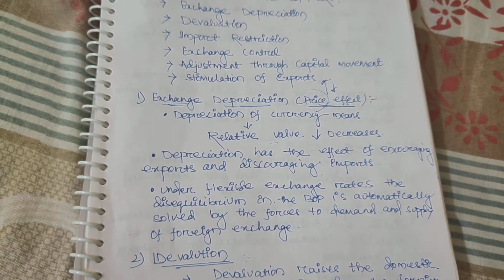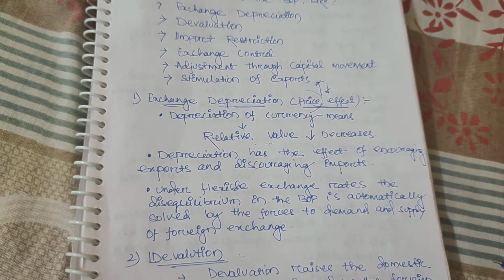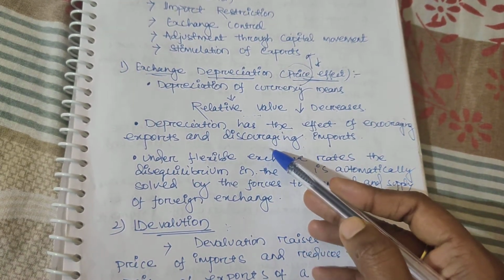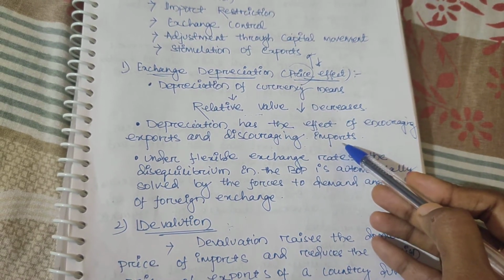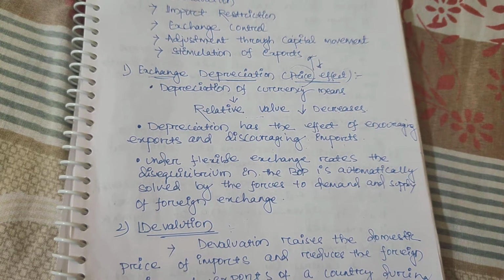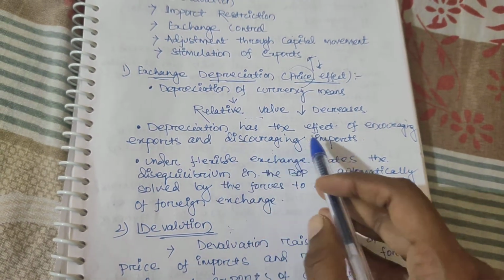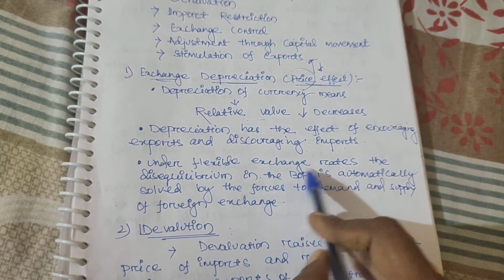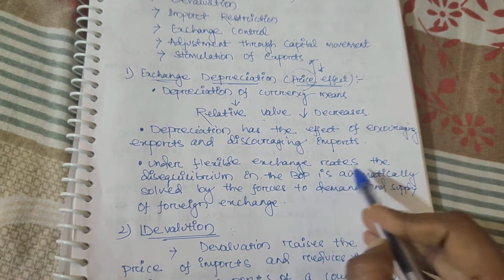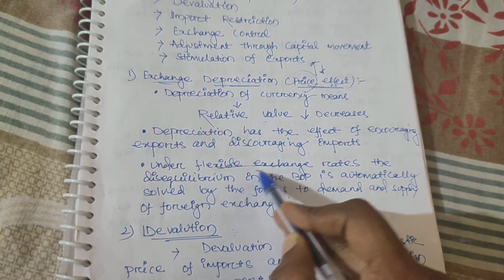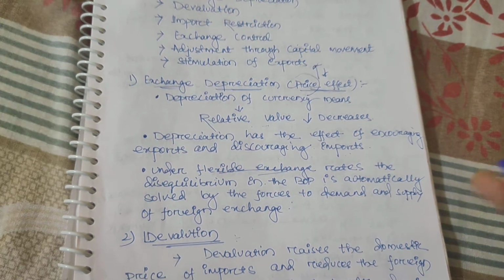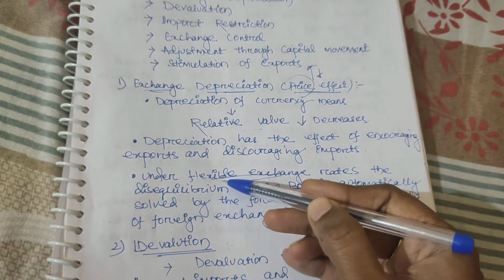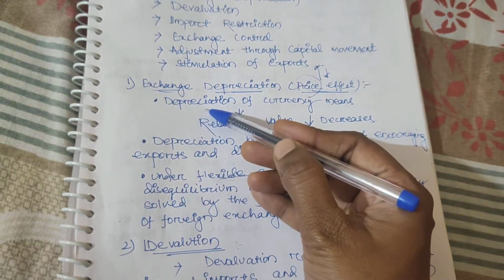Then the question is how we correct the disequilibrium of balance of payment through depreciation. Depreciation has the effect of encouraging exports and discouraging imports. Depreciation actually has a very good effect on exports and discourages imports. And under a flexible exchange rate, the disequilibrium in balance of payment is automatically solved. If it is a flexible exchange rate, there is no need to use any method. The balance of payment will automatically be solved through the force of demand and supply. But if it is not a flexible exchange rate, then we have to follow the method of depreciation.